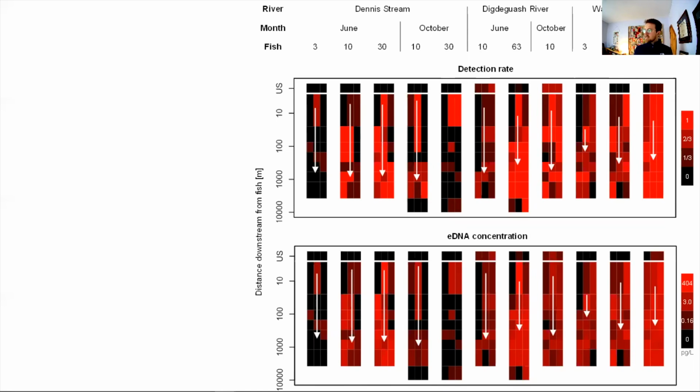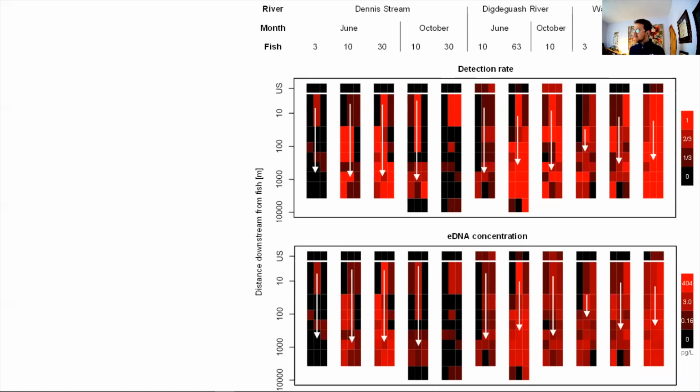And so moving from top to bottom, we've got movement downstream from the cage, with the top group here being detection data, the bottom group being concentration data. And the more red a square is, the more DNA we've found. And of course, these are laid out to look like the streams. So you've got a bankside sample and a midstream sample and a bankside sample.